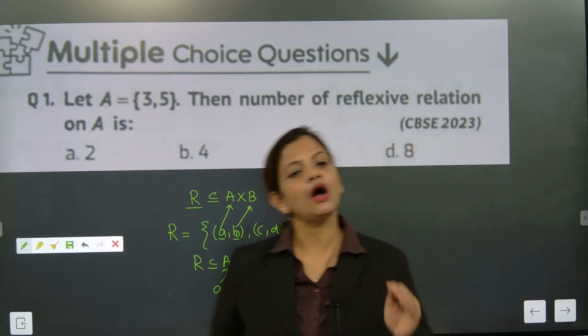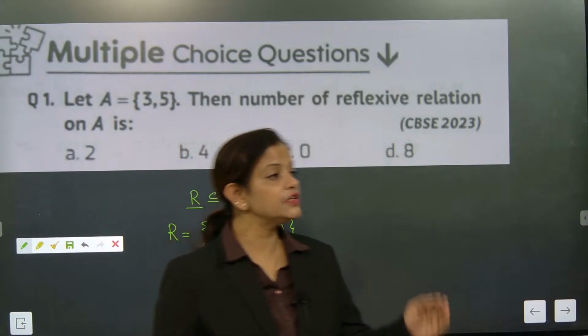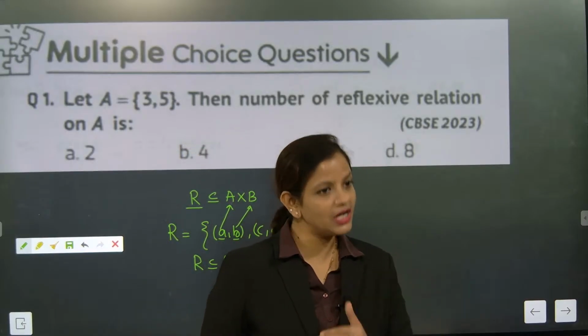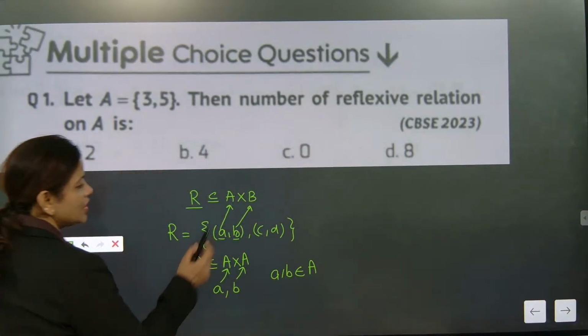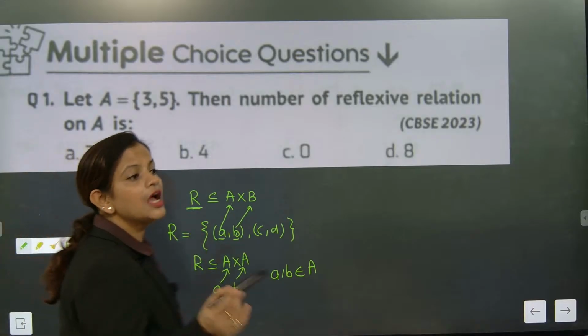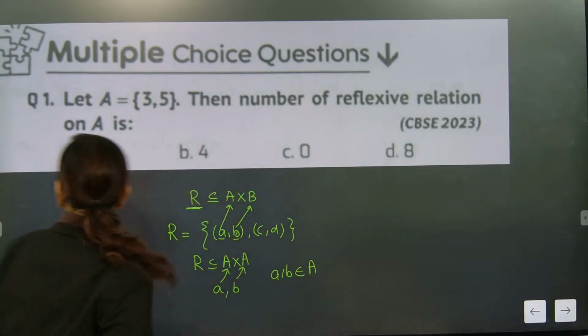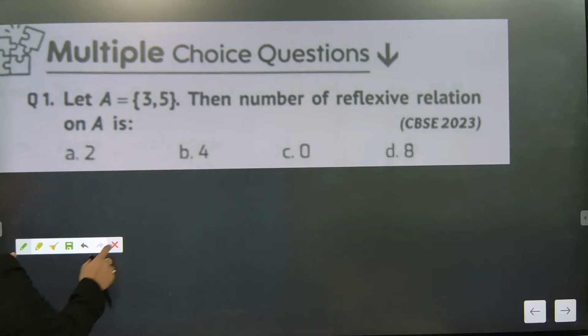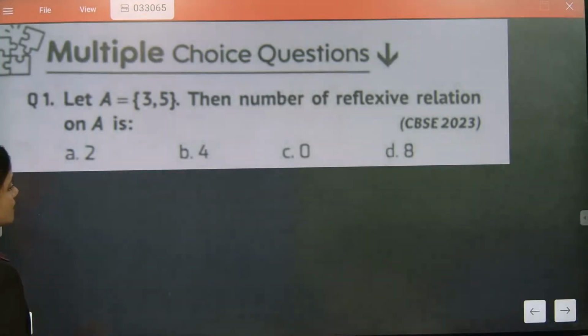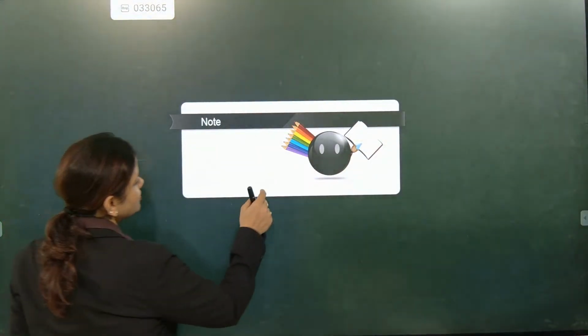Got it? Now, how many types of relations are there? In types of relations, how many types can a relation be? Tell me. First, one last time revision I am doing. Relation types, one time I am discussing.